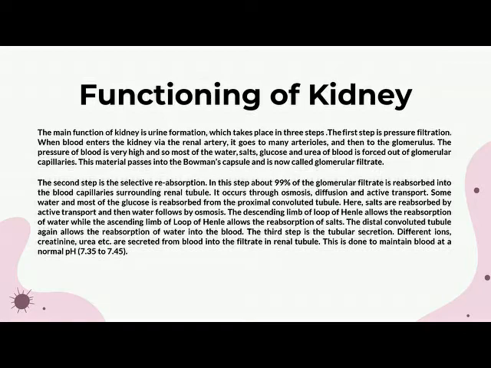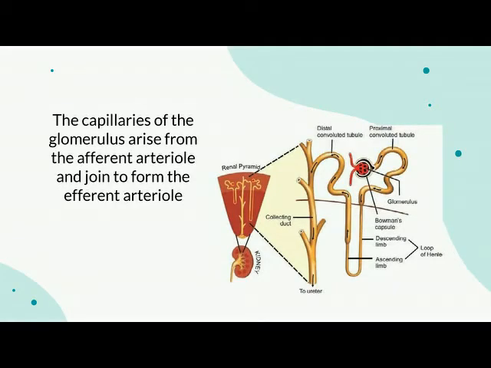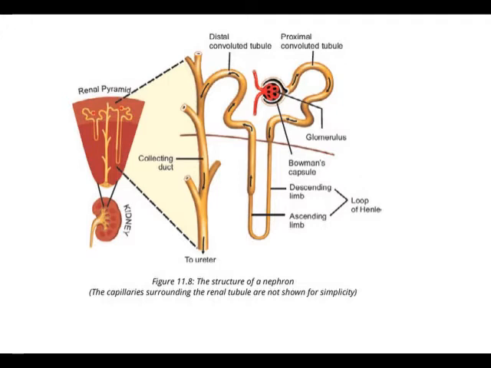So here you can see in the diagram this area is known as Bowman's capsule and this red area is the glomerulus capillaries. After that there is the proximal convoluted tubule which reabsorbs the water, and salt is reabsorbed by active transport and water is reabsorbed by osmosis. Then you can see this is the descending limb of loop of Henle, it absorbs the water. The other is the ascending limb of loop of Henle which absorbs the salt. And this distal convoluted tubule again allows the reabsorption of water into the blood.